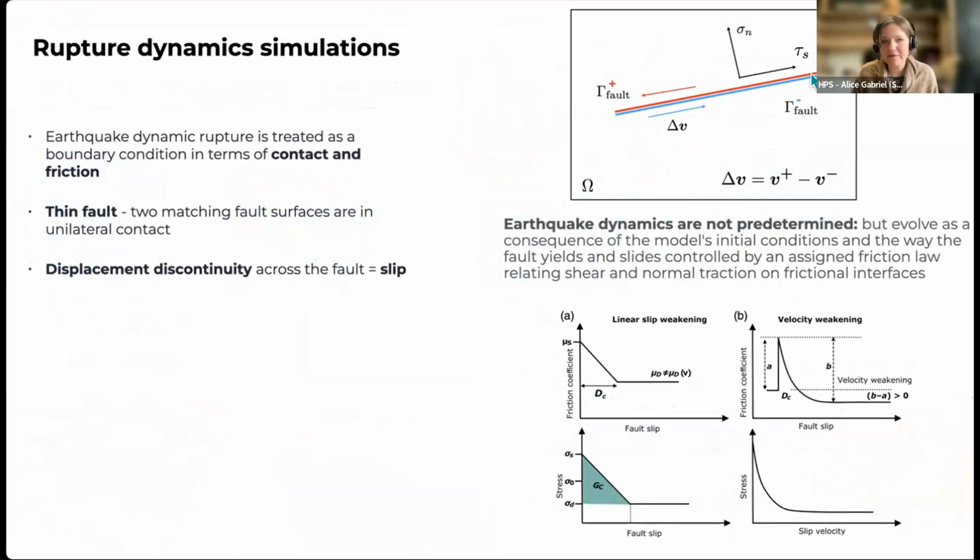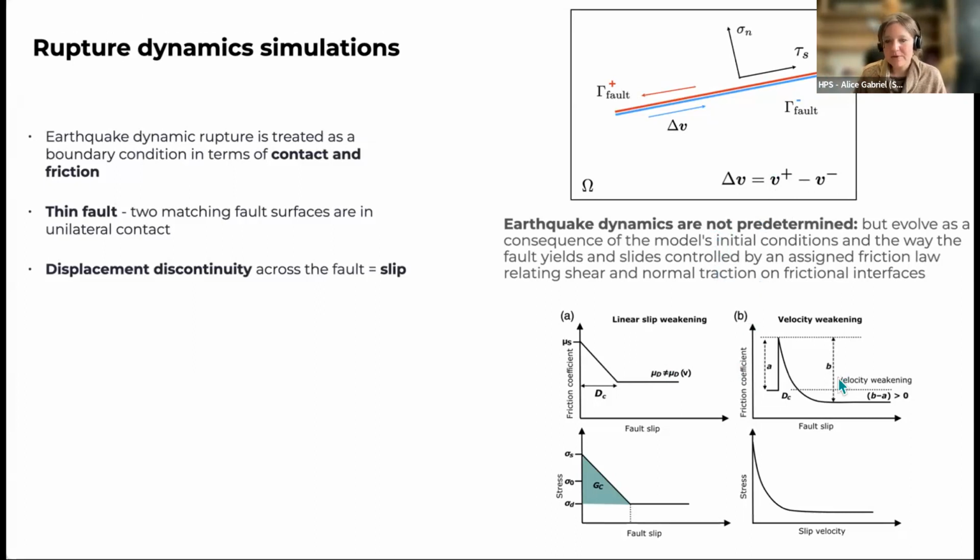Basically, we're prescribing our fault, and at least in SeisSol, we have a boundary condition here where we are defining contact and frictional behavior. And very important, earthquake dynamics, what happens on the fault during the simulation, is not predetermined, it's not prescribed, but is really part of the numerical experiments that you will be running. How our earthquake starts, how it propagates, and how it stops is governed by the initial condition, the loading, the strength of the fault, and an assigned friction law that relates the shear and the normal tractions on this frictional interface with slip rates or slip.